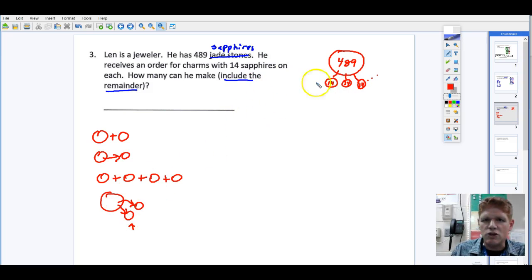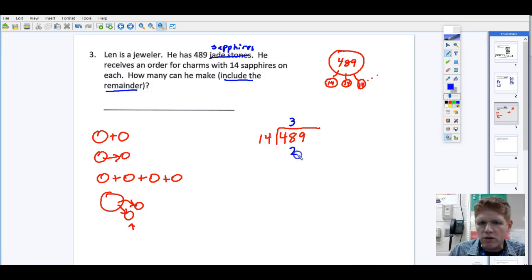It does look like division, because we're having a big thing and we're taking small things out of it. So we're going to divide 489 by 14, and we're going to be careful to make sure that we keep our remainder. So how many times does 14 go into 48? Well, 14 is really close to 15, and 15 goes into 45 3 times. So I can guess that 14 will go into 48 about 3 times. So let's check my guess here.